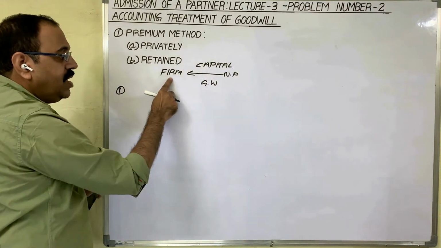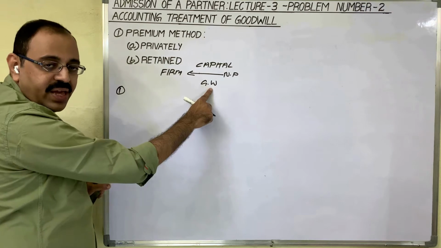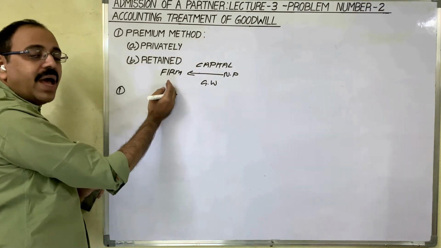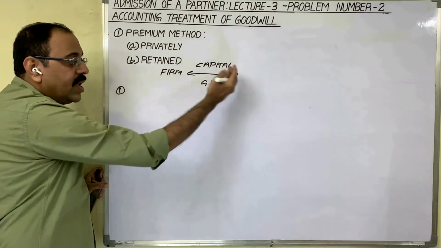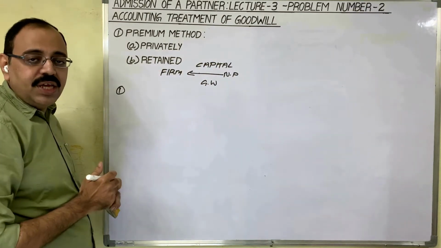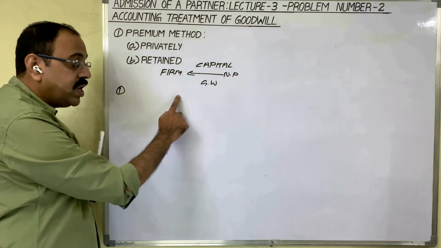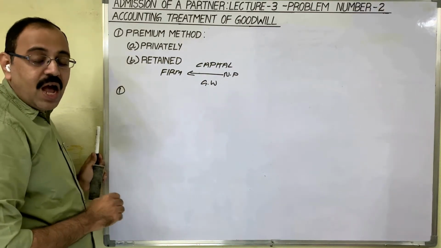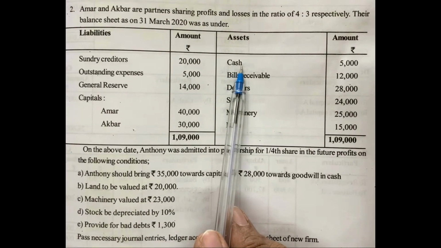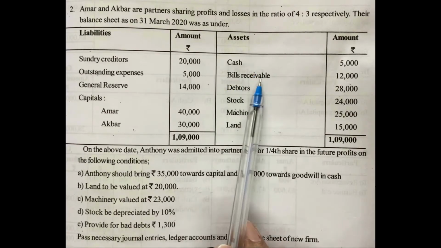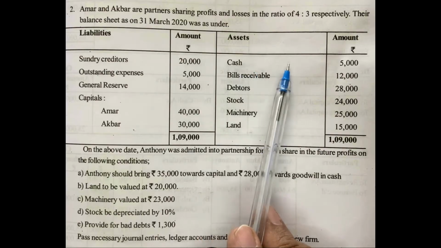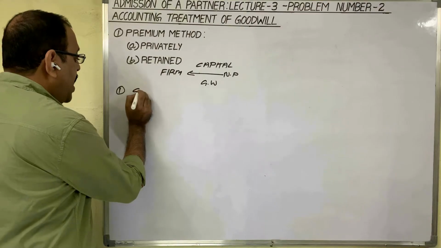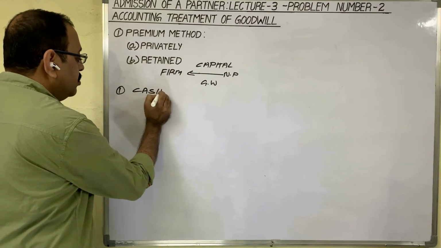Anthony is bringing capital and goodwill in cash. Cash is coming from Anthony. Think from the firm's point of view. To the firm, cash is coming from Anthony. So cash account we should write or bank account we should write? Observe the old balance sheet. In the question he has given cash balance and bank balance is not given. Therefore, cash account we have to take as one account.